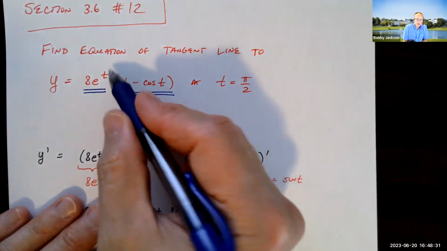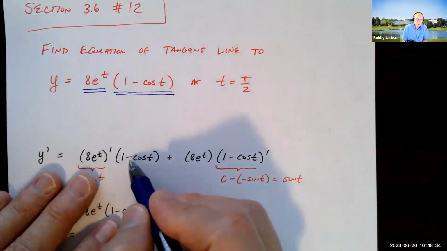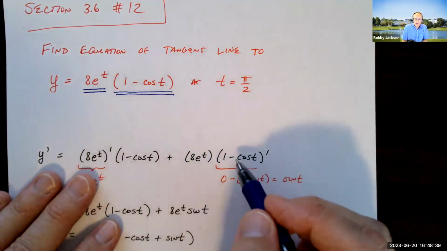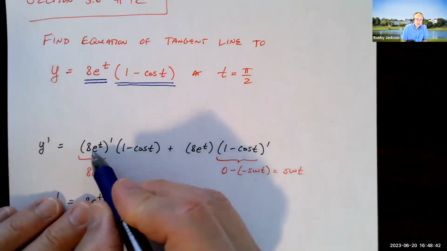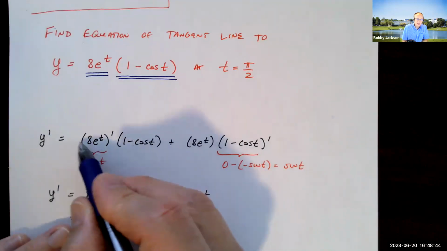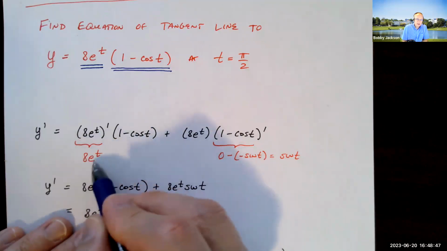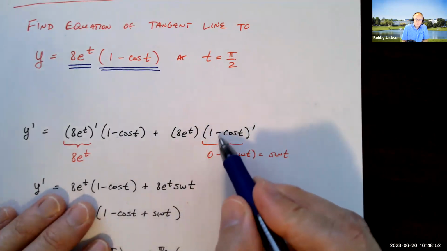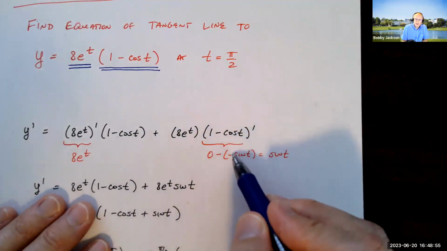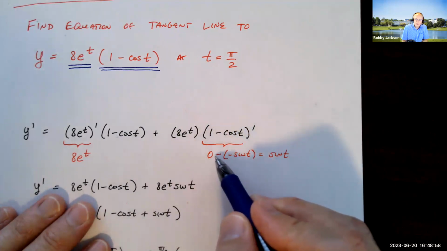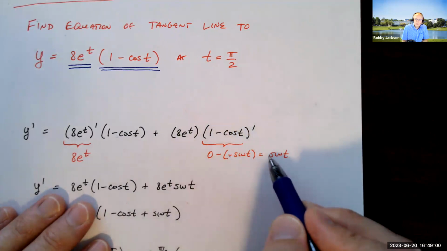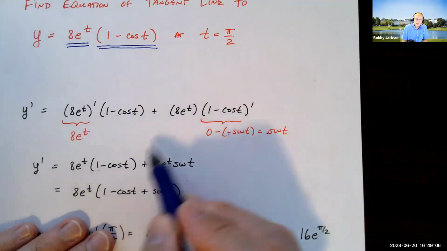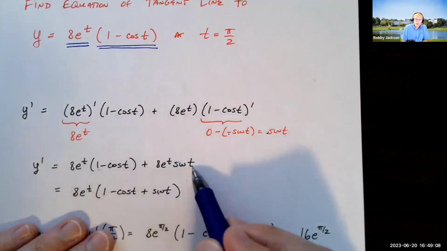Remember how that works? I take the derivative of the first function times the second, plus the first function times the derivative of the second. Now the derivative of e to the t is just e to the t, and 8 is a constant multiple, so the derivative of 8e to the t is 8e to the t. Here, the derivative of 1 is 0, minus the derivative of cosine of t, which is negative sine of t. So be careful, I've got 0 minus a negative, which becomes positive sine of t.